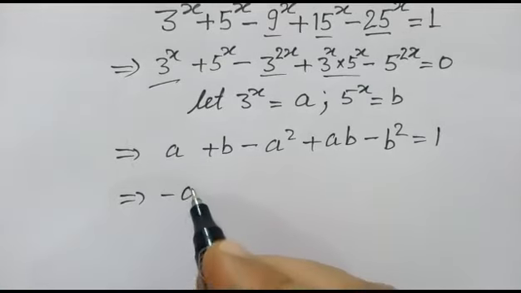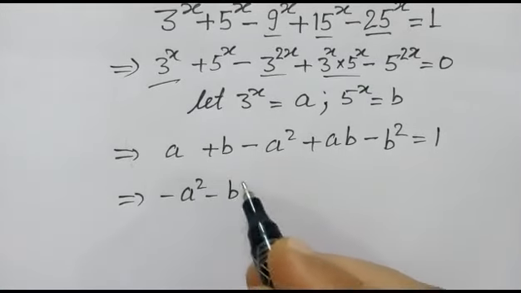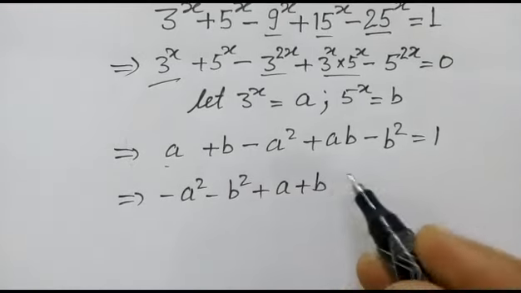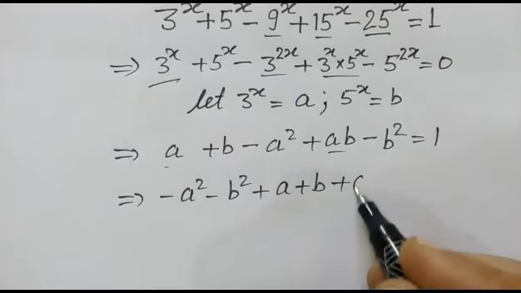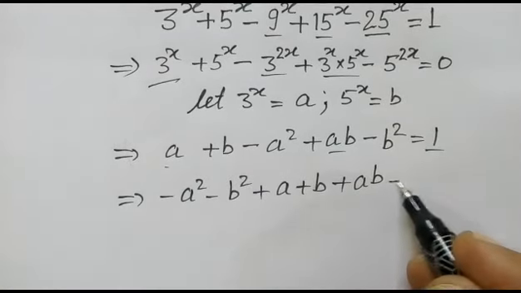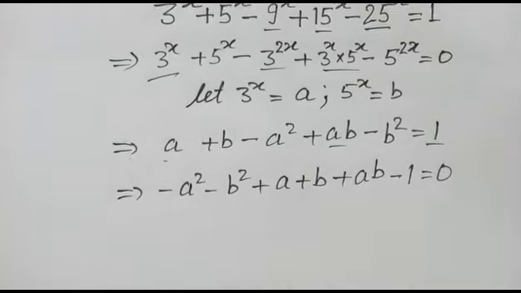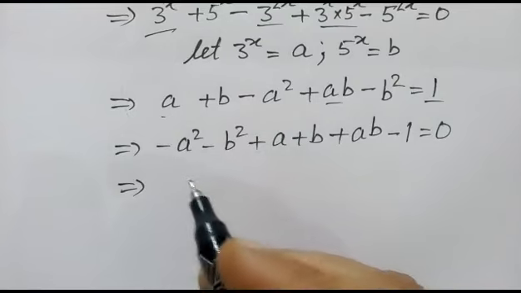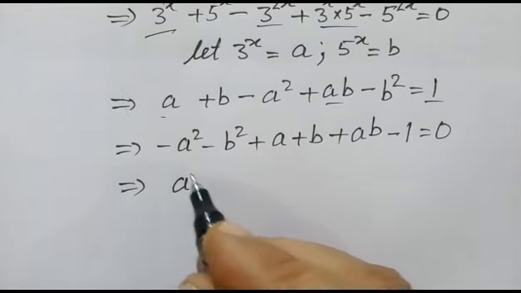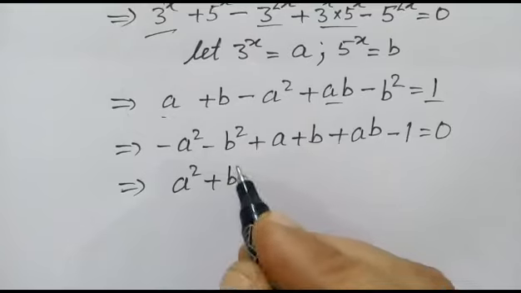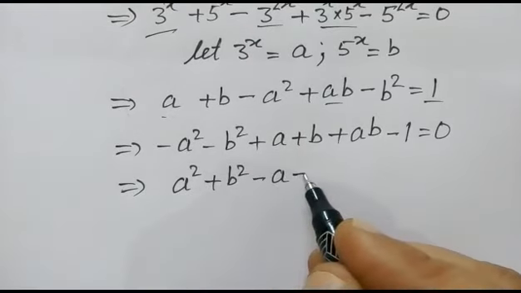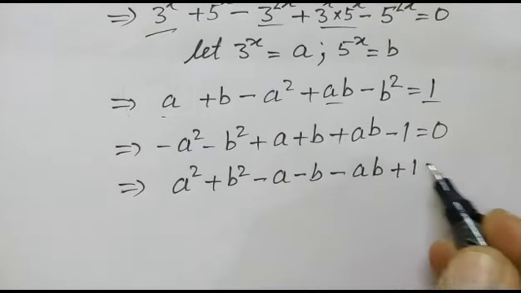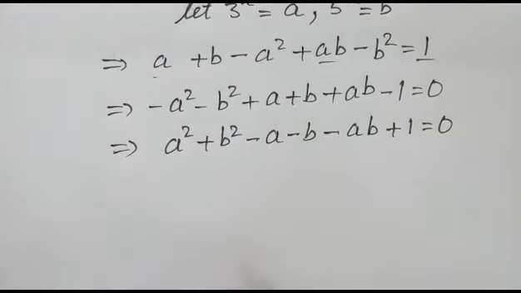Now minus a square minus b square plus ab, a plus b plus ab minus 1 is equal to 0, right? If we multiply by minus sign, so we have a square plus b square minus a minus b minus ab plus 1 is equal to 0, right?